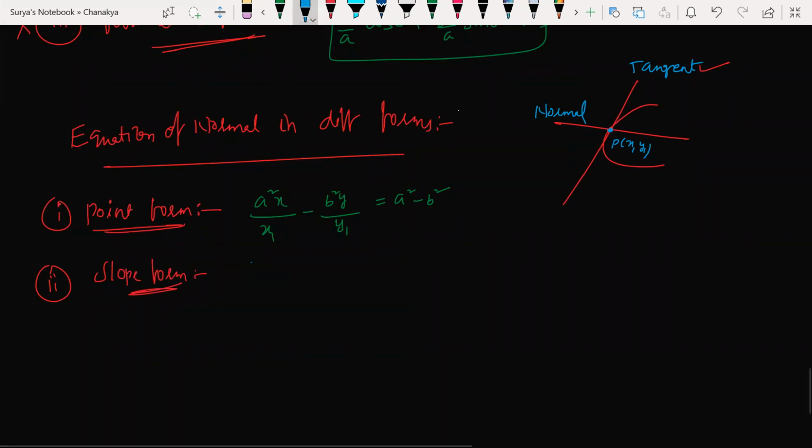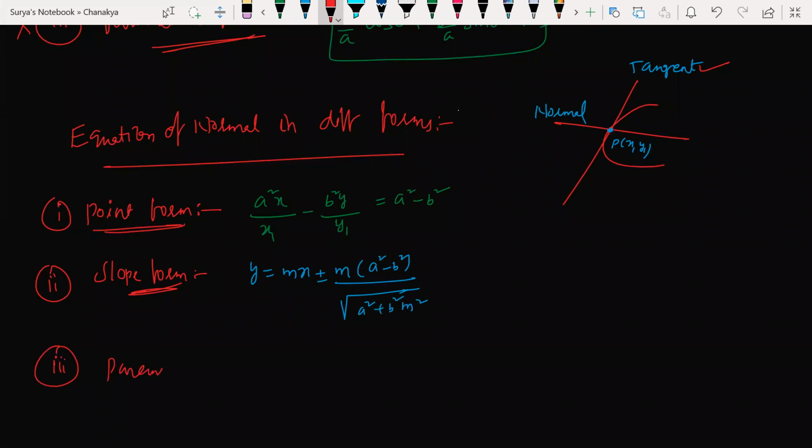Slope form, similarly, y is equal to mx plus or minus m into a square minus b square by square root of a square b square into m square. ठीक है.